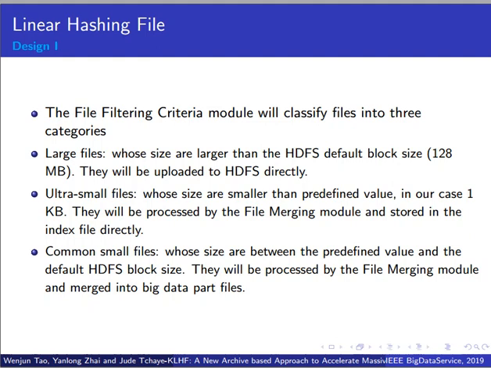They will be processed by the file merging model and stored in the index files directly. Common small files, whose size is between the predefined value and the default HDFS block size, will be processed by the file merging model and merged into big data part files.